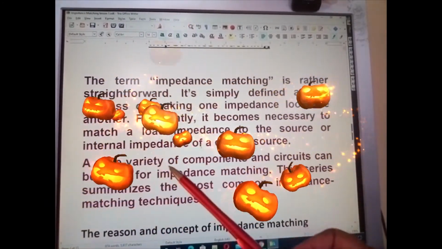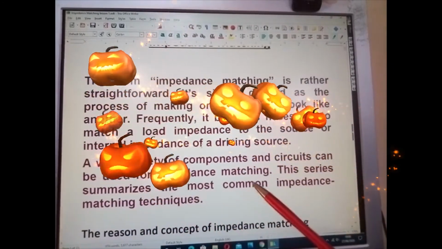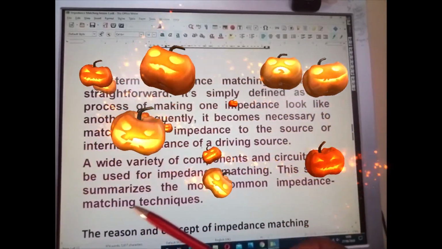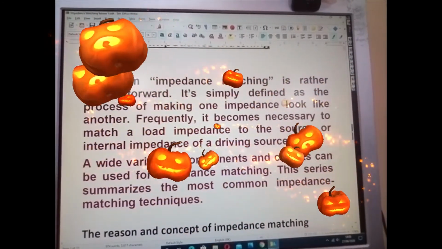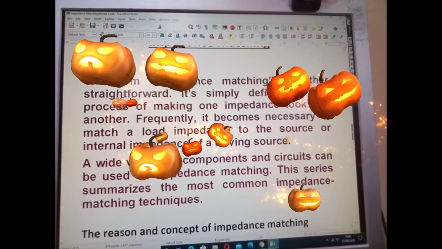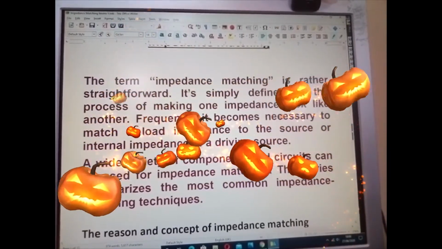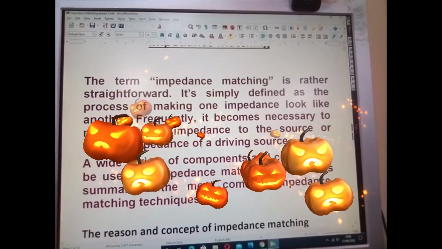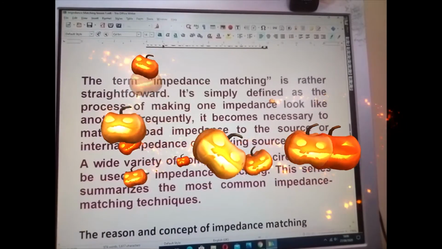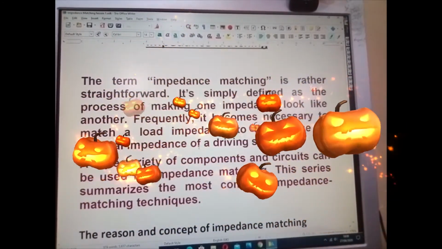Now, a wide variety of components and circuits can be used for impedance matching. This series summarizes the most common impedance matching techniques. Now, only some, not all. The impedance matching techniques are varied and I'm sure have been modified over the years, with new methods of applying impedance matching.